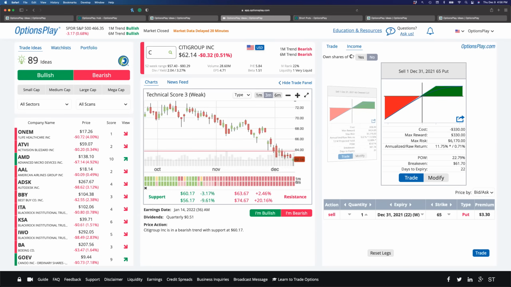Will you get assigned if the stock price goes above your strike price? No. If the stock ends up above your strike price, then you will not get assigned, only if it's below your strike price.